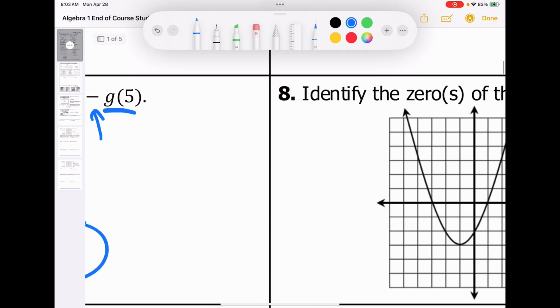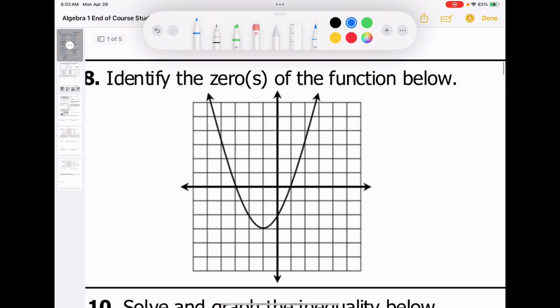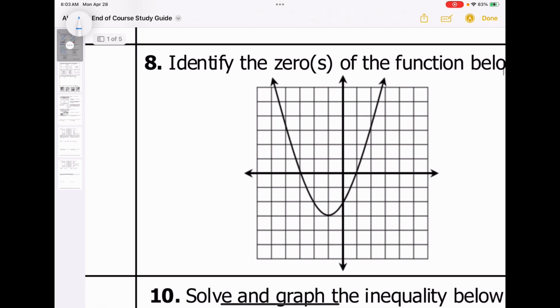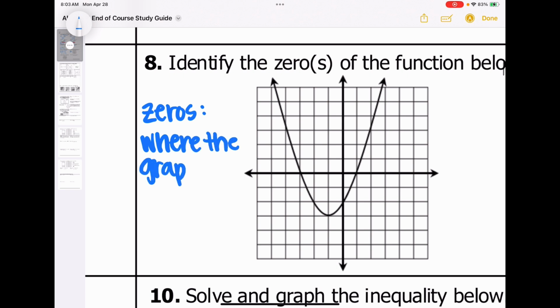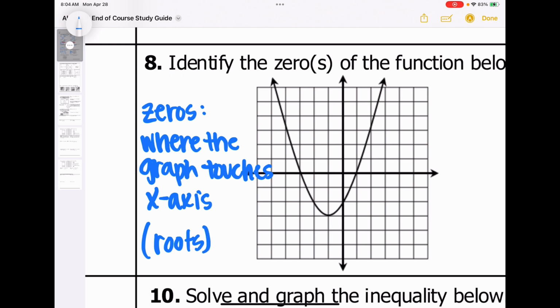All right, number 8, we're given a graph, and it says identify the zeros of the function. So the zeros, it's where the graph touches the x-axis. And in the Unit 6 unit, we called them roots. So that's also another name for them.